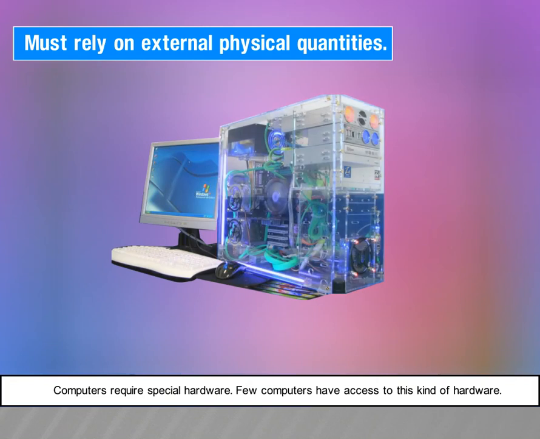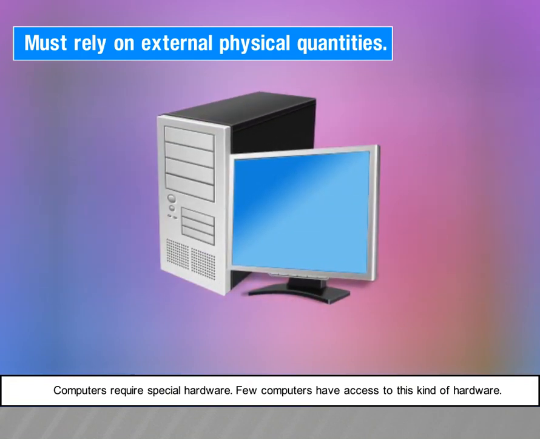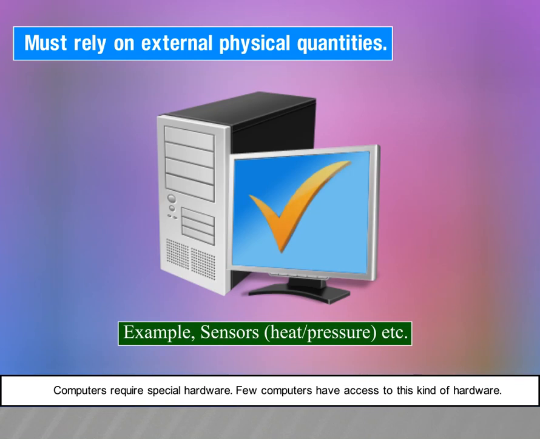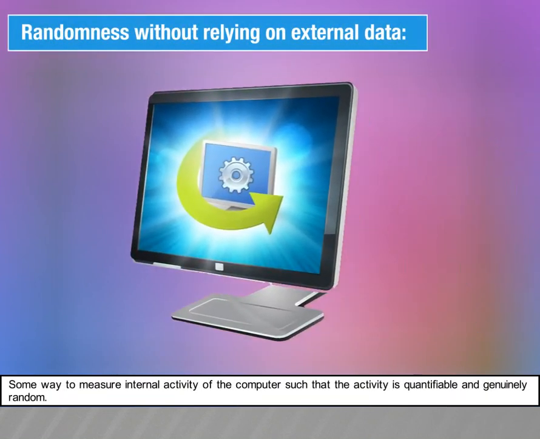Must rely on external physical quantities. Computers require special hardware. Few computers have access to this kind of hardware. Example, sensors, that is heat or pressure, etc. Randomness without relying on external data requires some way to measure internal activity of the computer such that the activity is quantifiable and genuinely random.